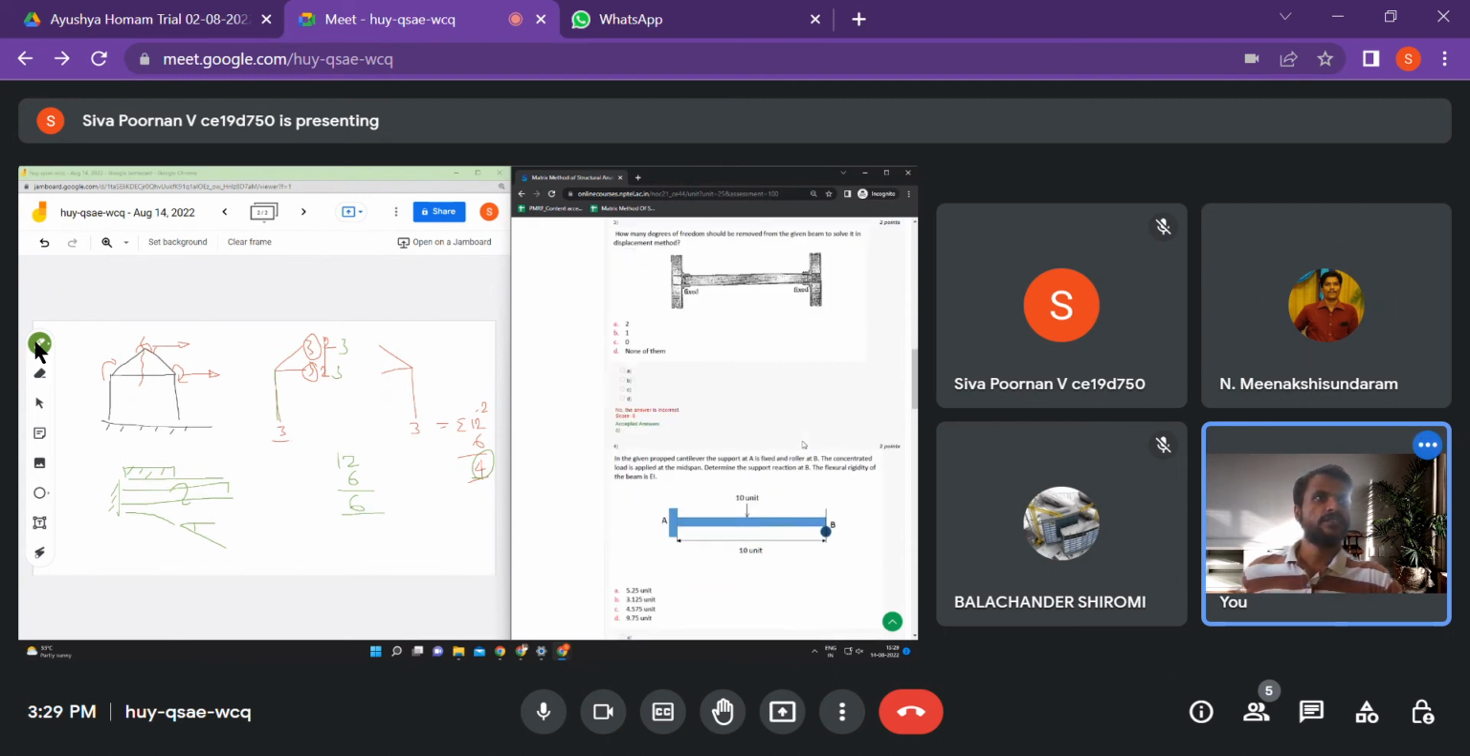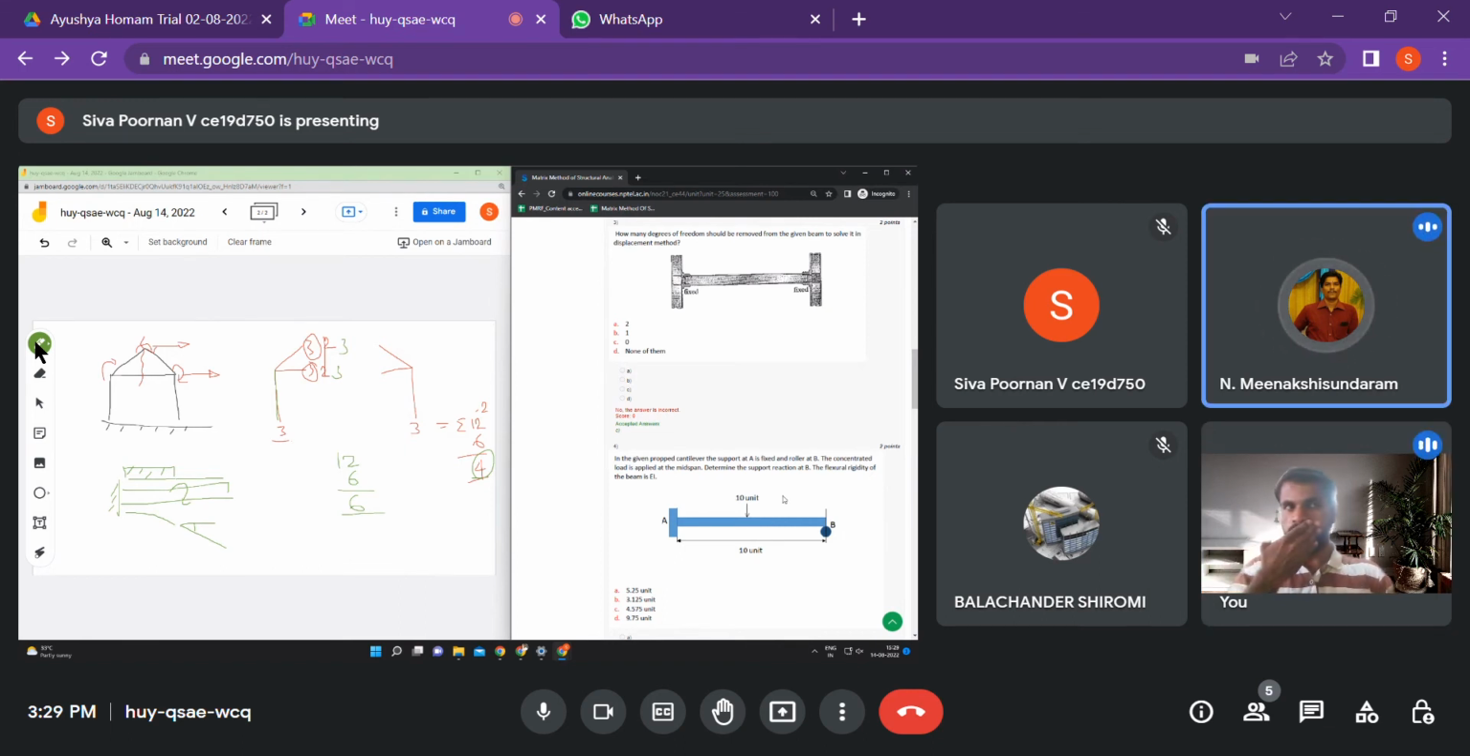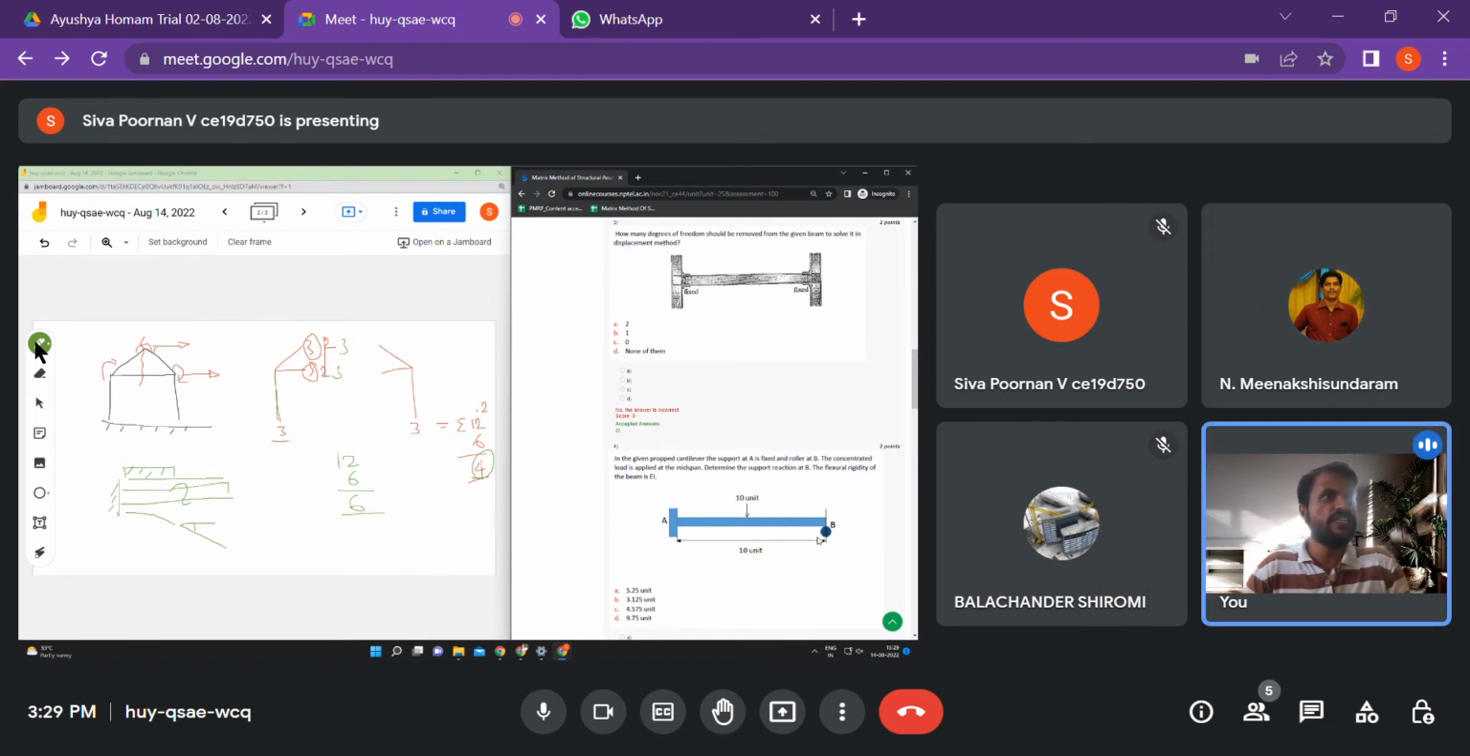Okay. So the next question, I think it's a problem, but let's just read through the question first. Given a propped cantilever and a given load, determine the support reaction at B. So we need to find the support reaction. We have done a similar problem in the interactive session, right? So how do we solve it? One of the best ways is to use the method of consistent deformation, and then we can find the support reaction.